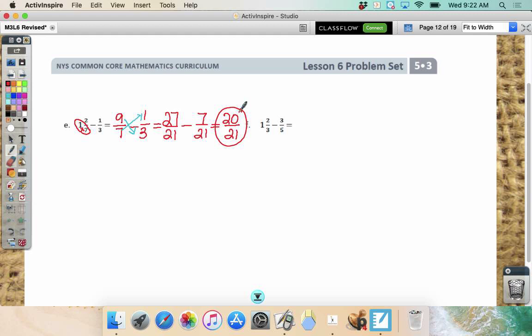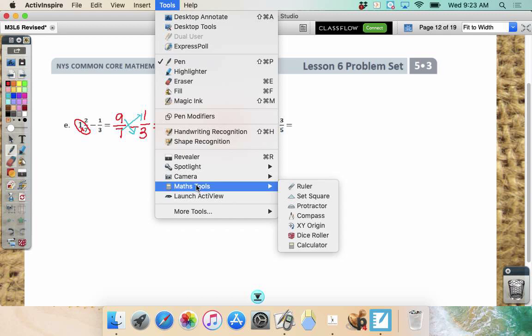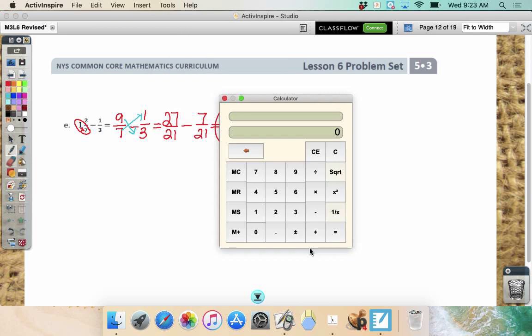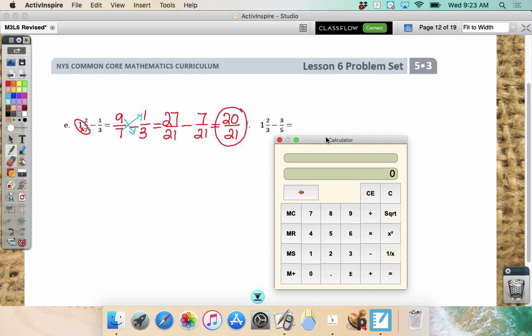Okay, look at the next one. 2/3 and 3/5. Oh gosh. This is gonna be close. It's gonna be close again, isn't it? Thirds is more. Should I get the calculator back out? It was kind of fun, wasn't it? Okay. The last one. So you think 3/5 is bigger?